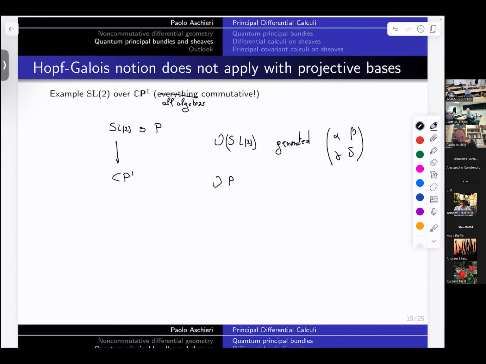Similarly, we take the algebra of functions on P. This is the upper triangular matrices with determinant 1, so it's generated by T, P, and the inverse of T. And now let's consider the regular functions on CP1, but this CP1 is compact, so in the complex analytic case, by the Liouville theorem, this is just the constants. So we end up with the extension of C into O(SL2). Let's write it more explicitly like that.